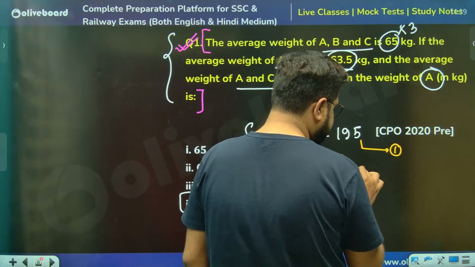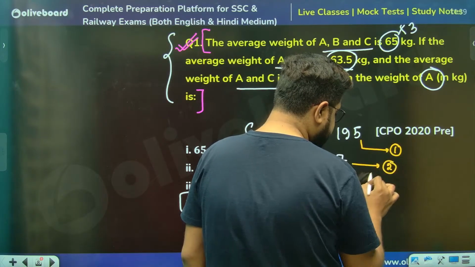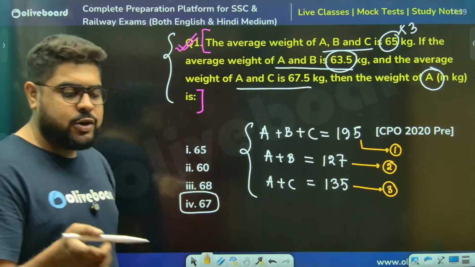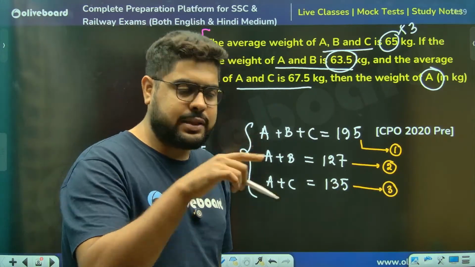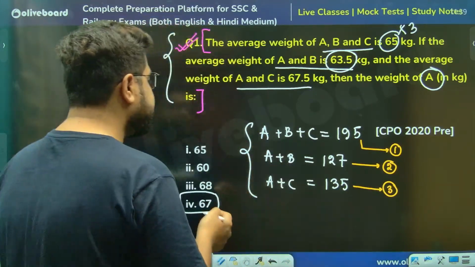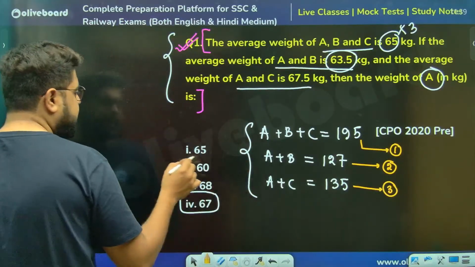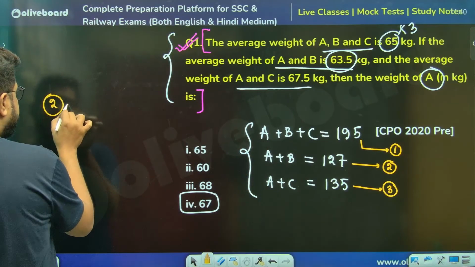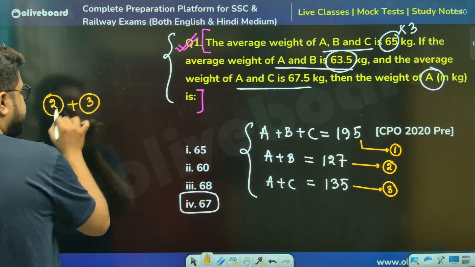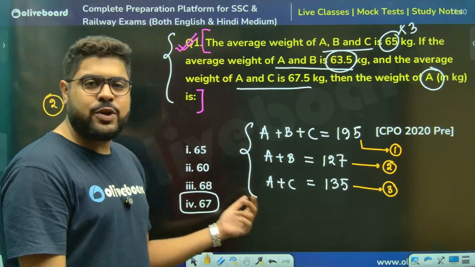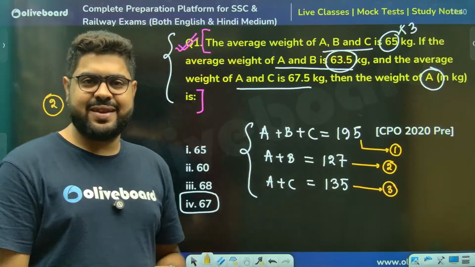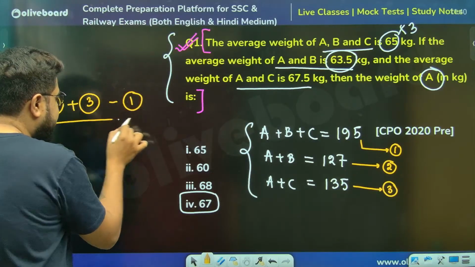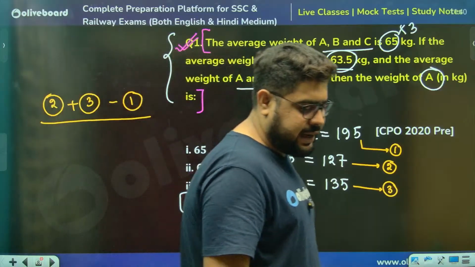So this is equation number 1, equation number 2, and equation number 3. I will do this in one line. That is the street smartness you need. So you see now, sir, if I add equation number 2 along with equation number 3, what will I get? A plus A, 2A plus B plus C. Achha, sir, from there, if I subtract equation number 1, what will I get? Think and tell me.